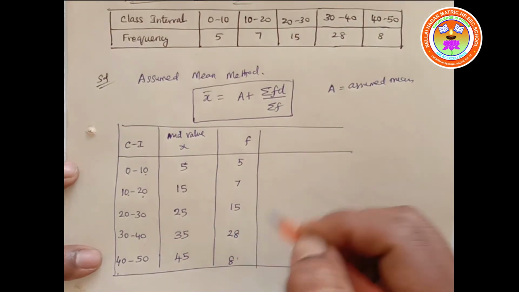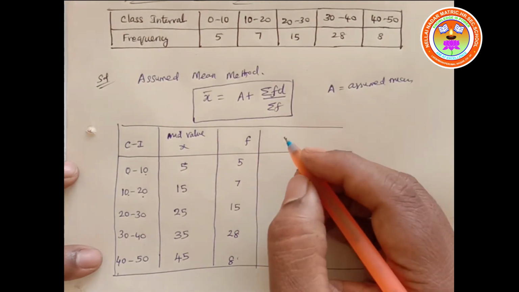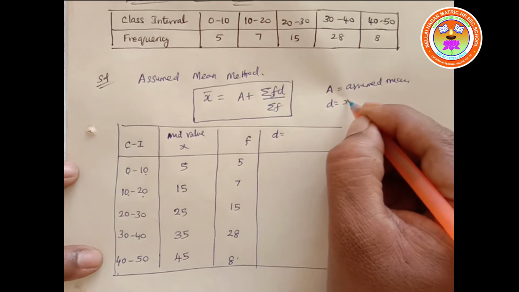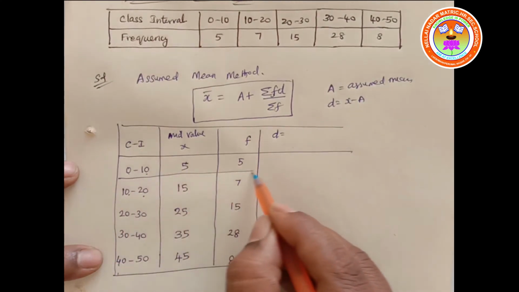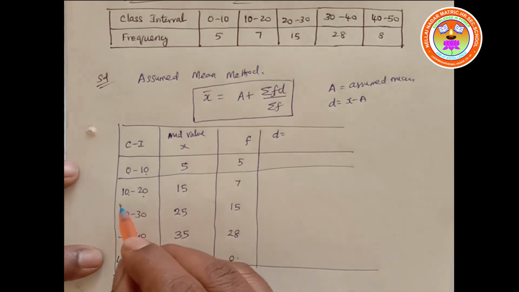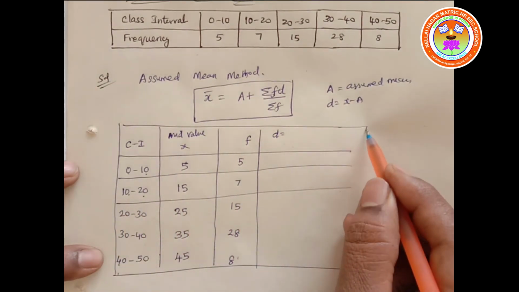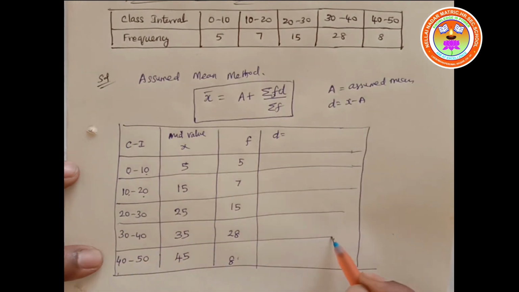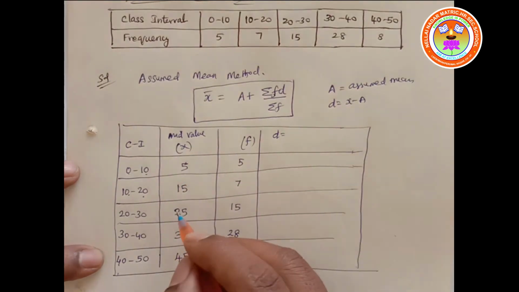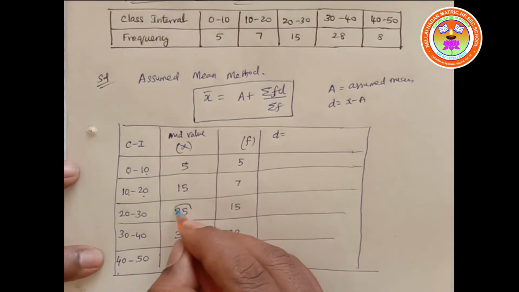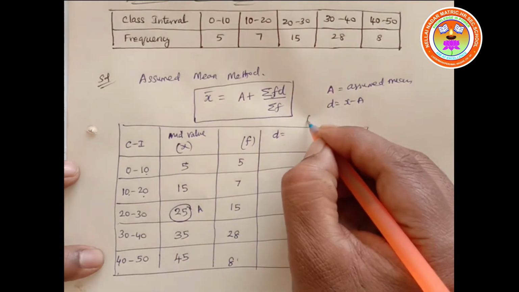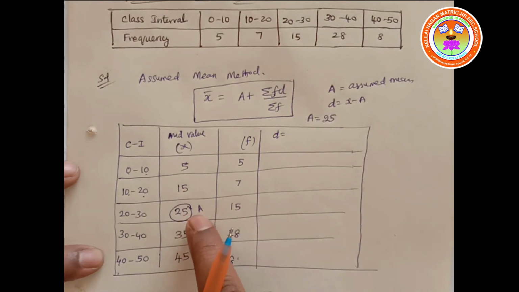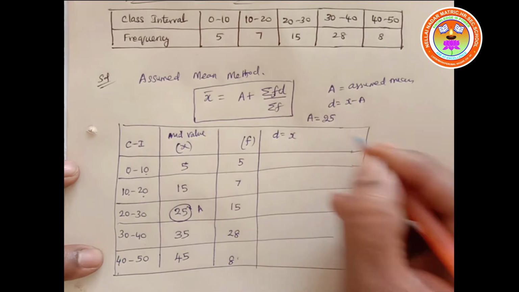F also you have written. Now f into d. So you have to find d, where d is equal to x minus a, that is, assumed mean. It's clear, children? This is x and f. I can take the middle value as a. So a is equal to 25, the assumed mean. Then d equal to x minus a.